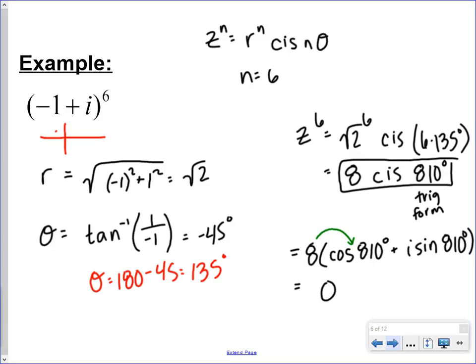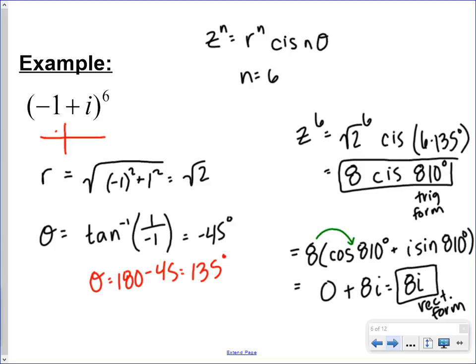Okay, think about this. If you were to find a coterminal angle to 810, subtract 360 twice, that's subtracting 720. The coterminal angle to 810 is 90 degrees. So the cosine of 90 would be 0, 8 times 0. The sine of 90 would be 1, and if you type 8 times the sine of 810 in your calculator, it'll give you 8 times 1, or 8. So 0 plus 8i, which is really just 8i. Okay, so this is my rectangular form.